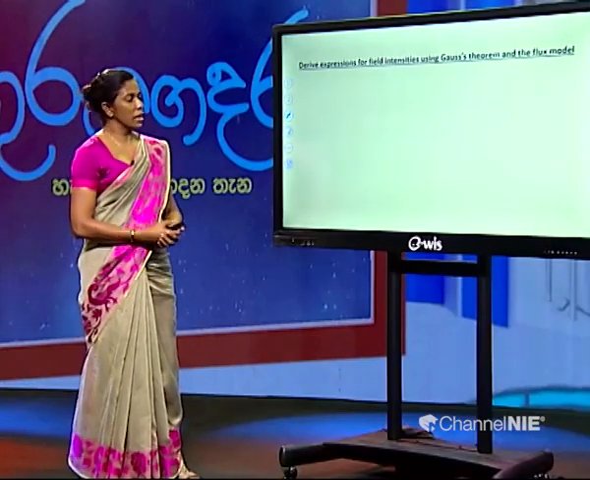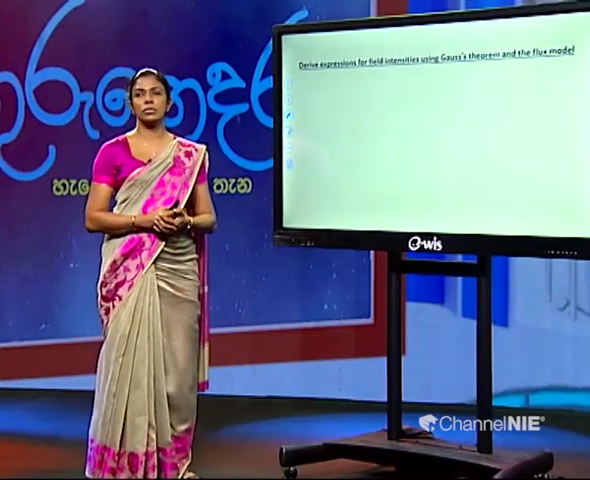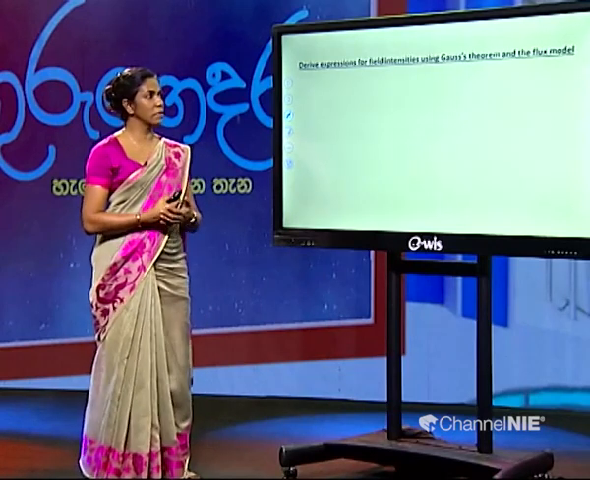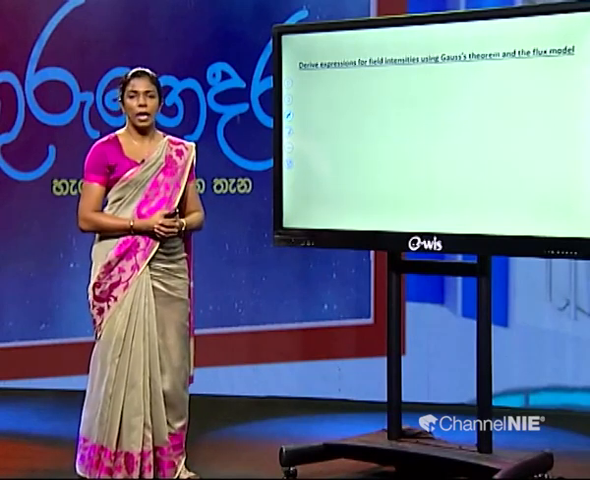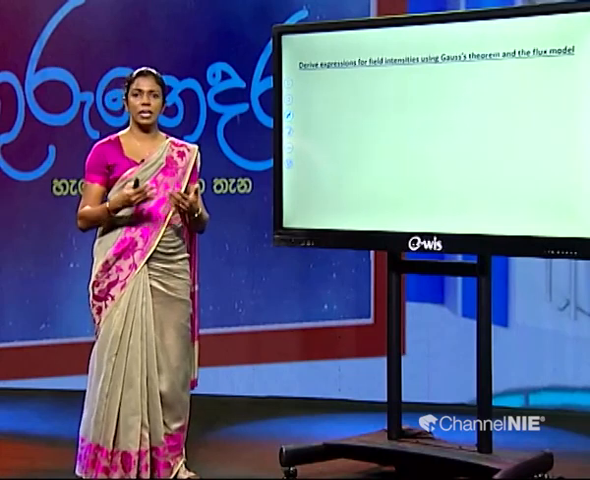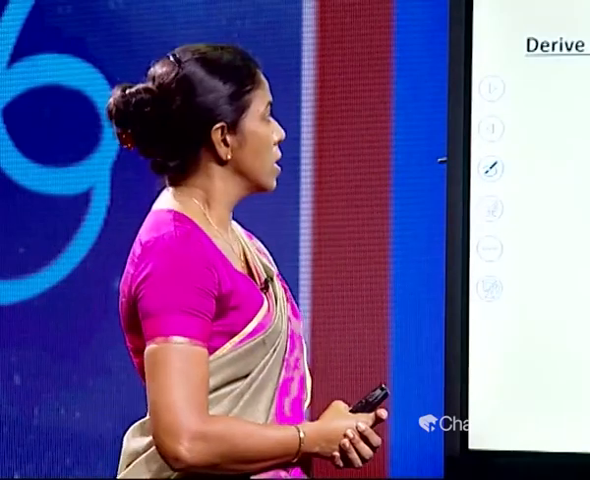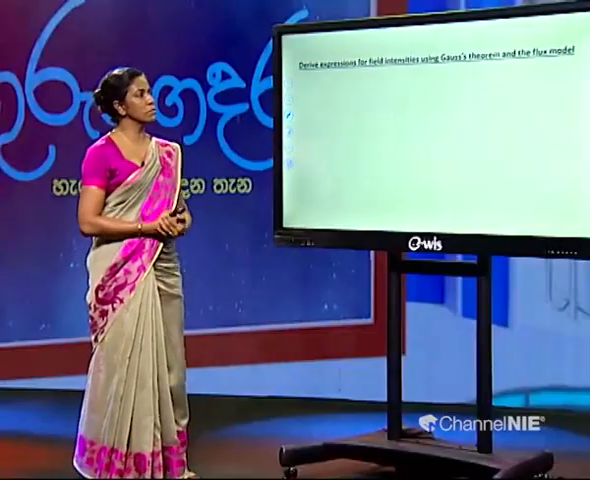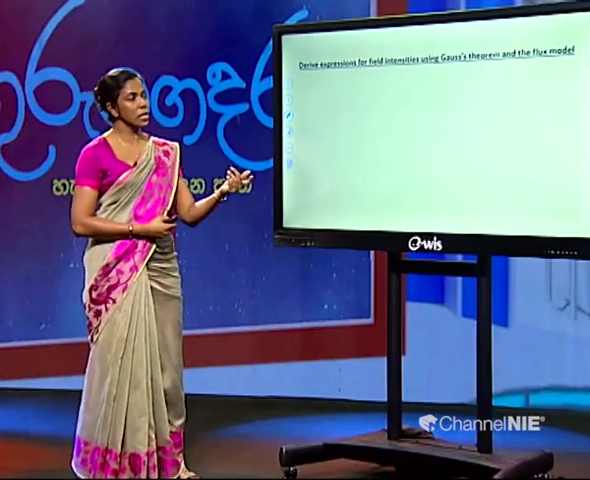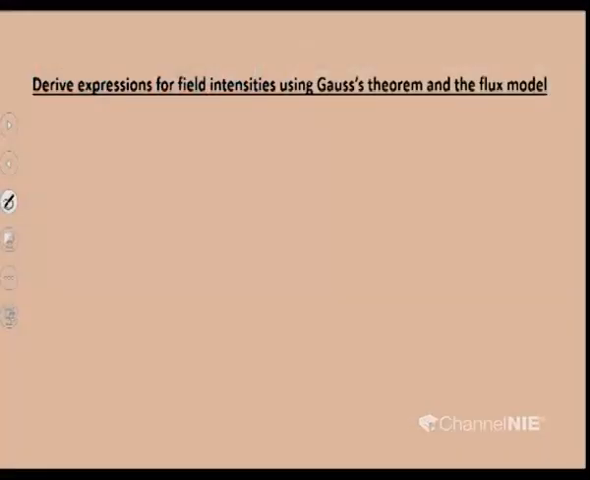When we try to derive, I said the purpose of introducing the flux model and Gauss's theorem is to derive mathematical expressions and relationships for distributed charges. For point charges, by Coulomb's law, we have already derived a relationship. So, when deriving expressions for field intensities using Gauss's theorem and the flux model, there are two steps that we have to do.